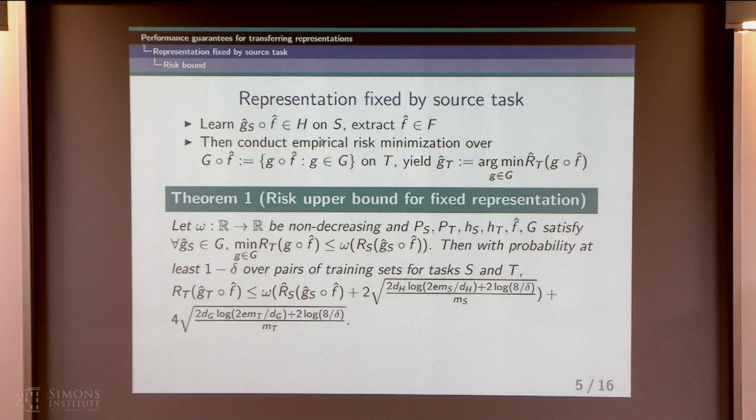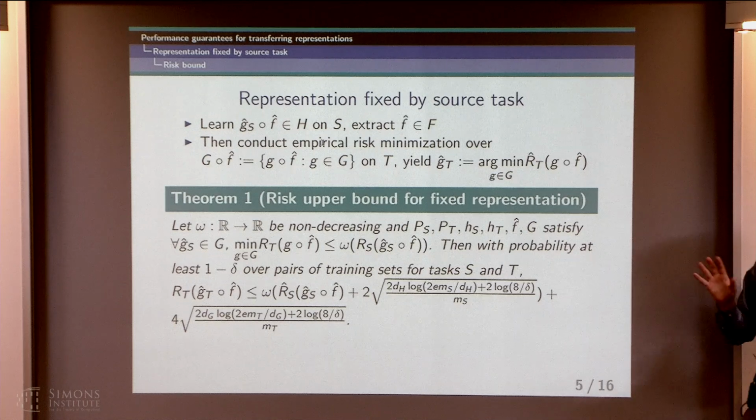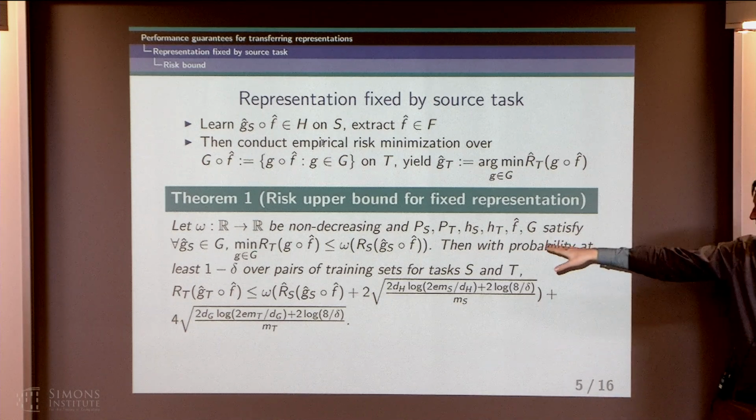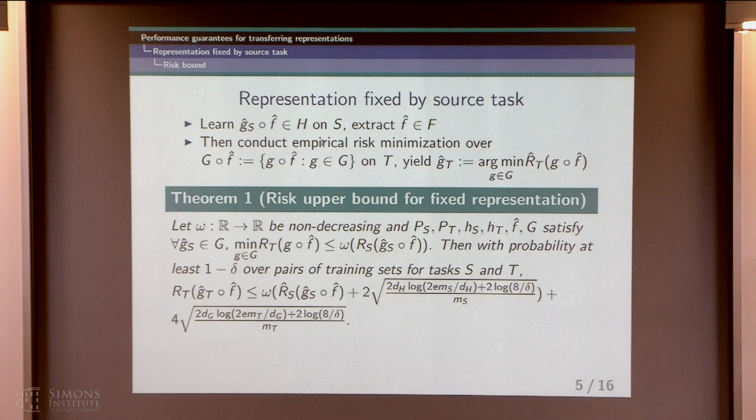We get this result. I'm just going to step through it. So suppose you've got some transferability function omega. This is going to be quite abstract at this point, but I'm going to give you an example where it is a little bit less abstract in a moment. And suppose that you've got this following transferability property, which basically says, if I do well with this representation little f hat on the source task, then that gives me some sort of guarantee about how well I could possibly do with that on the target task. And that's quantified through some transferability function omega.